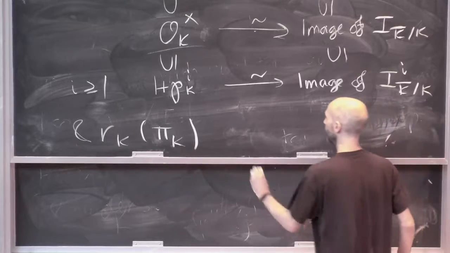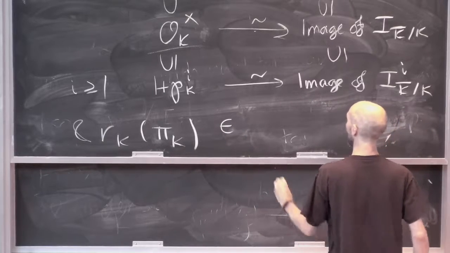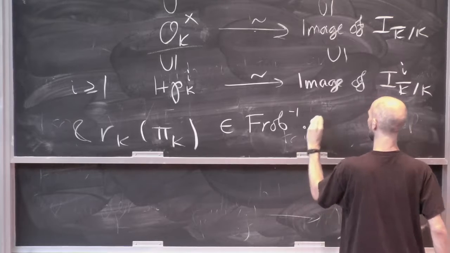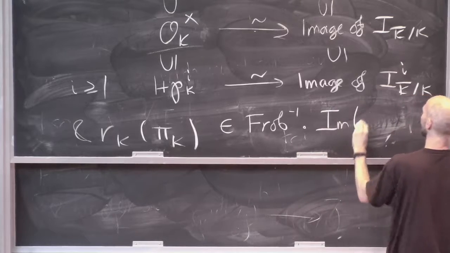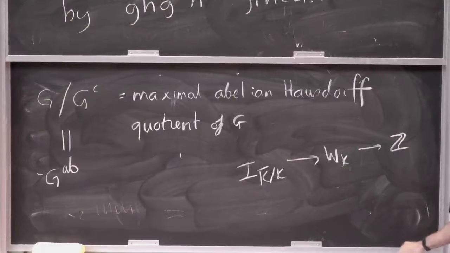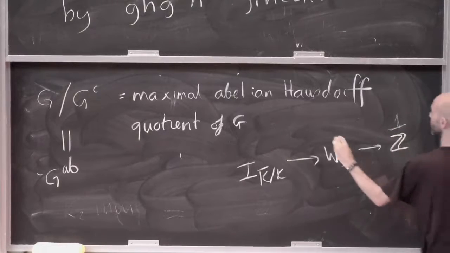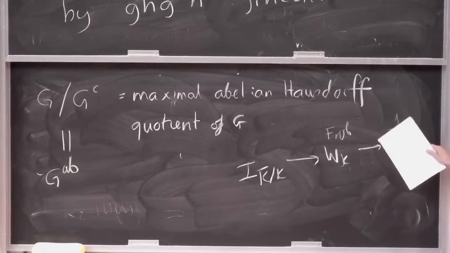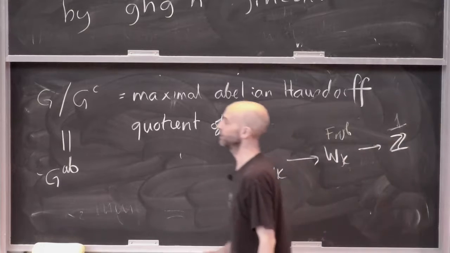And R_K of π_K lives in, let's say, Frob inverse times the image of I_{K̄/K}. Where's my Weil group? Have I lost my Weil group? Yeah, I've lost my Weil group. Remember we had I_{K̄/K}, and that went to W_K, and that went to Z, right? And we have a 1 here, and we can lift that to a Frob here, and that Frob is not well defined, right? But the coset of inertia in Frob, the coset is well defined. So I'm making an assertion about something landing in a coset.